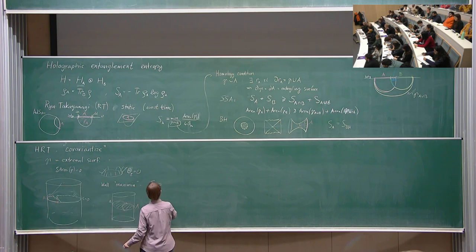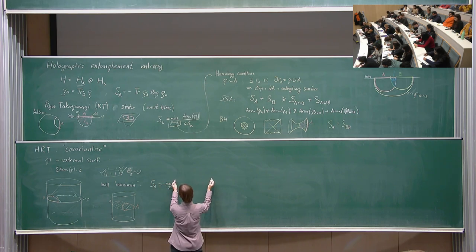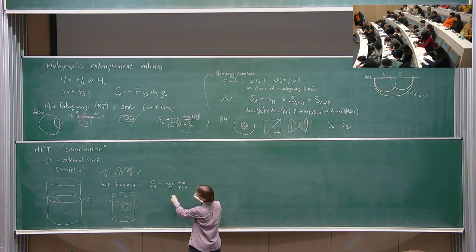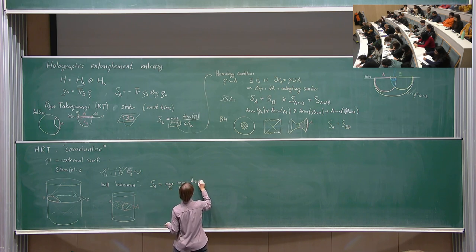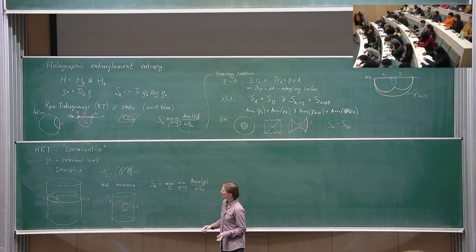So if I were to write this as a formula, you maximize over all Cauchy slices, but what you're maximizing is still the globally minimal surface that's homologous to A, and you're minimizing the area of it in these quarter Planck units. Okay, so that's the maximin prescription.